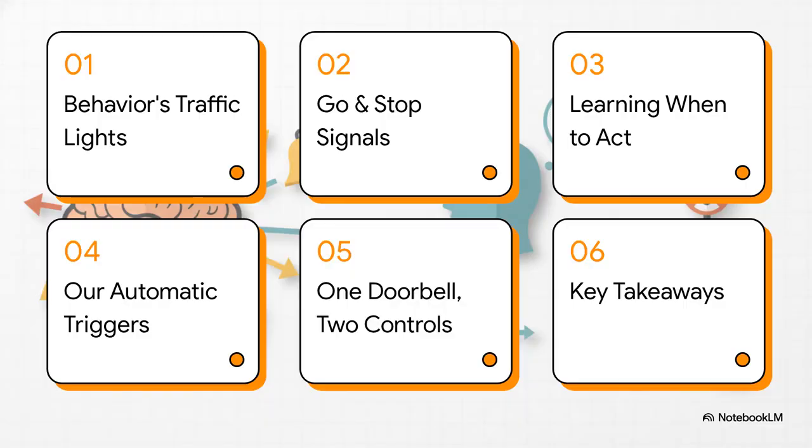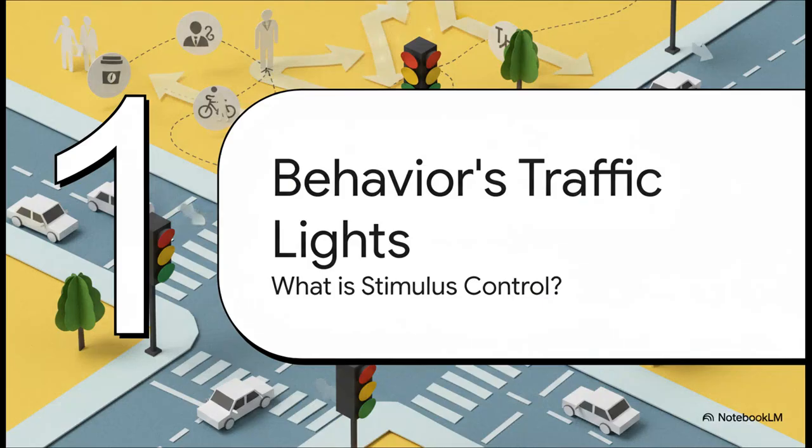So, here's our plan for this explainer. We'll start by defining what these behavioral traffic lights are. Then we'll get into the specifics of the go and stop signals. We'll look at how we learn when to act and also at our automatic reflexive triggers. We'll tie it all together with a pretty neat doorbell analogy and then finish up with the key takeaways. All right, let's dive right in.